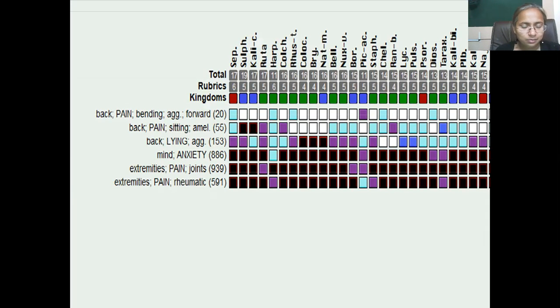So see, I used Complete Repertory, of course, and I took these rubrics: back pain, all the peculiar symptoms of the back pain. So back pain, bending, aggravation forward; back pain, sitting, amelioration, because the only thing which was giving her amelioration was sitting; back lying, aggravation; anxiety; extremities, pain in the joints; and pain in rheumatic. Okay, so can you see the remedies which are coming up? Sepia, Kalium carbonicum, Bryonia, Sulphur, Colchicum, Rhus toxicodendron, and Colocynth.